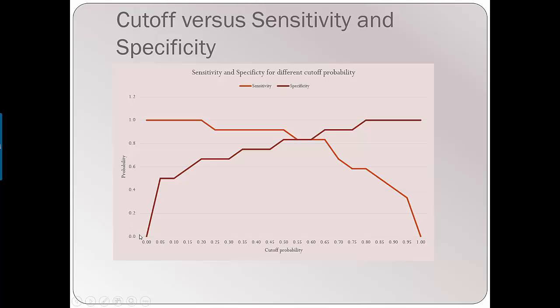And specificity, okay, again, if you set the cutoff at 0, then everybody will be classified as event, which means the non-events will be classified as event. So specificity will be 0, and it will go up to 1, because all the non-events and events will get classified as non-events. So you'll have 100% specificity at this point. But these two graphs are not all that interesting. What is interesting is what is called the ROC curve, and we will look at that next.